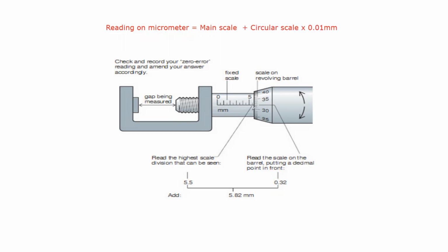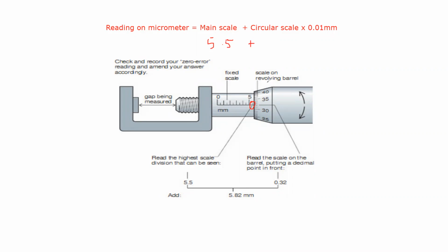Main scale: what is the last point which is visible on the main scale? What is the reading of the main scale? So for this, it is 0.5, 1, 1.5, 2, 2.5, 3, 3.5, 4, 4.5, 5, and 5.5 is the one which I can see. So main scale reading is 5.5.